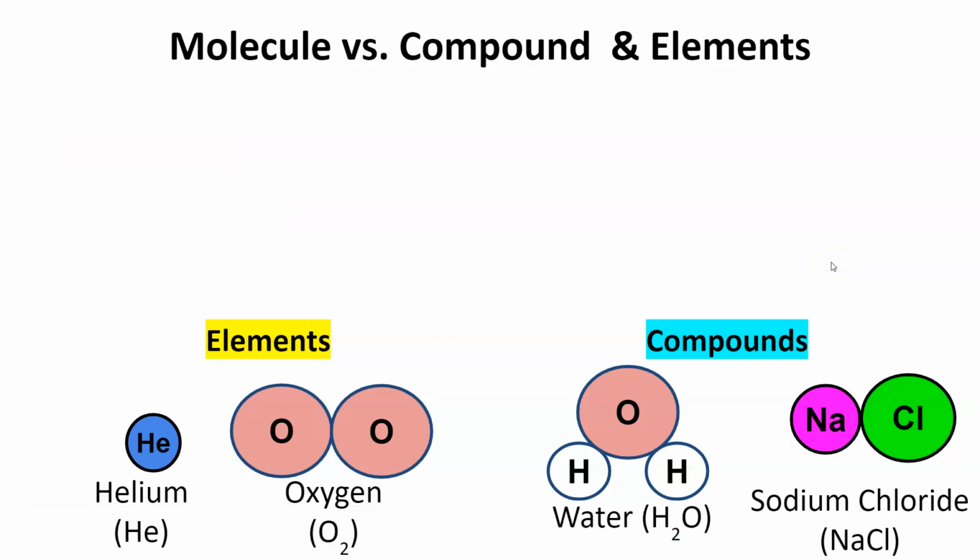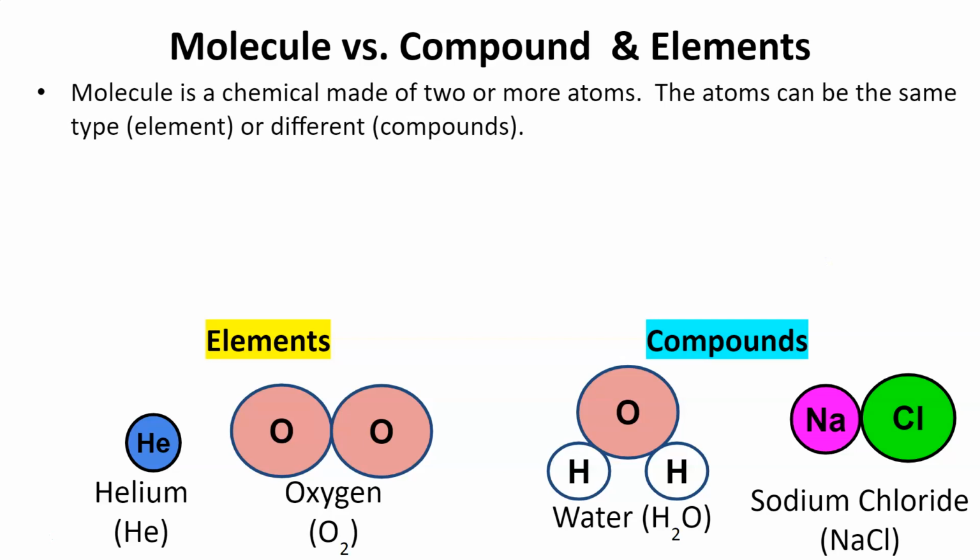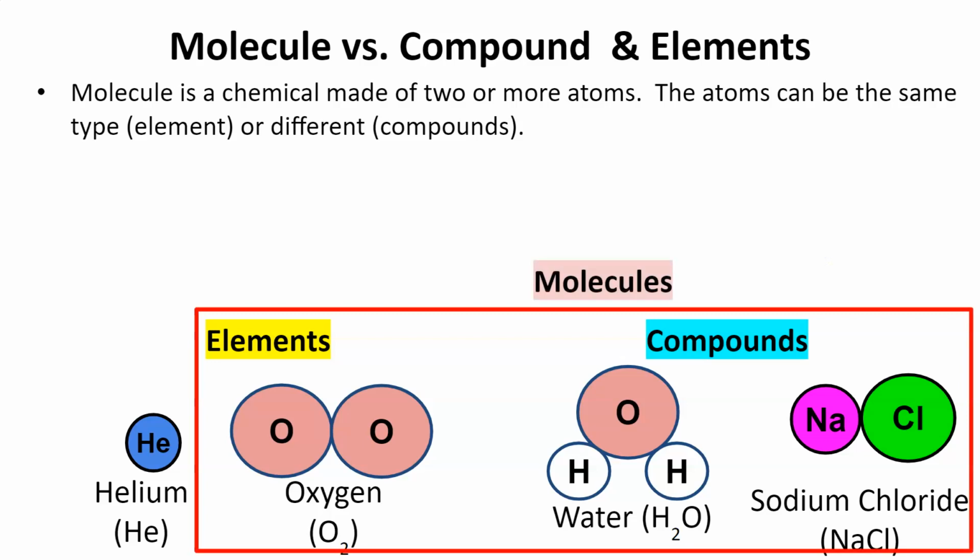Now, the other word you may hear me use is the word molecule. So what exactly does that mean? A molecule is a chemical made up of two or more atoms. And these atoms could be the same type or different types. So if it's the same type, you have an element, and if it's different, you have a compound. So all of these are molecules.